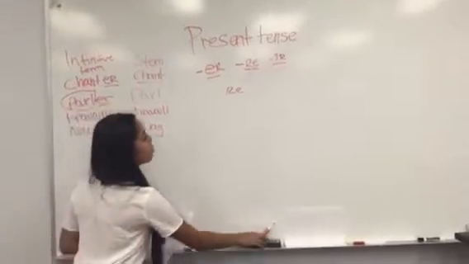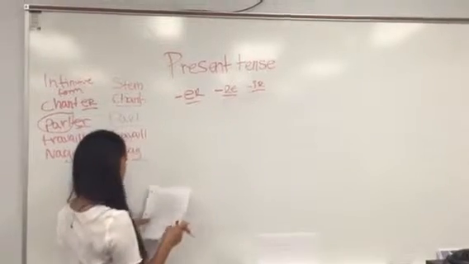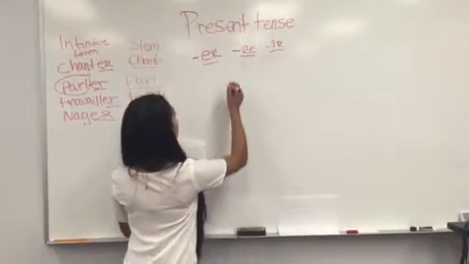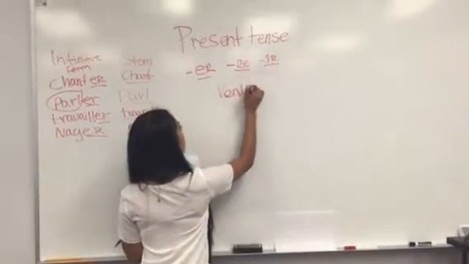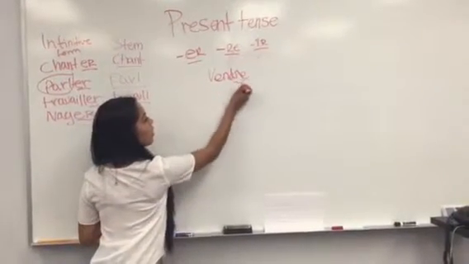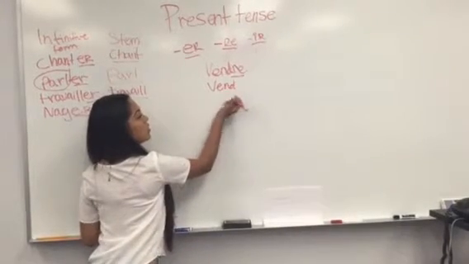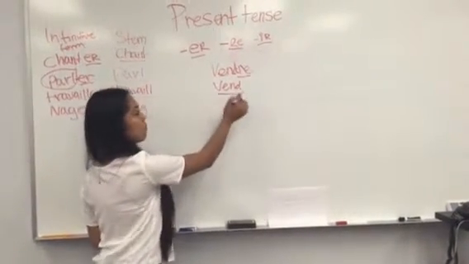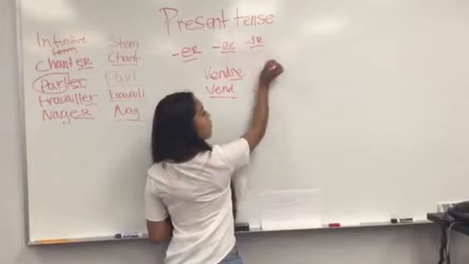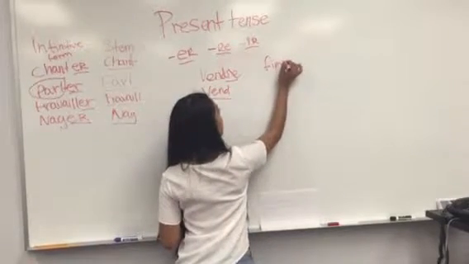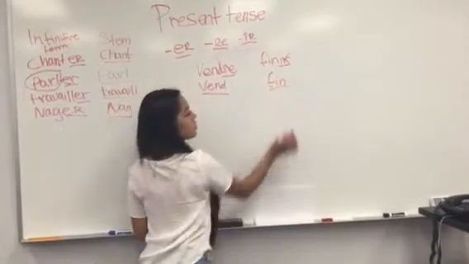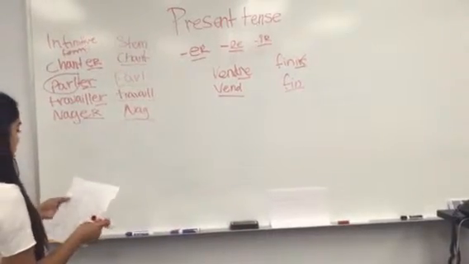So I'm just going to give some examples with RE now. For example, vendre. Again, you take out the RE, you get vend, and this would be the stem because you took out RE. And one for IR, finir. Take out the IR, and this would be the stem. So I think I explained the stem long enough.